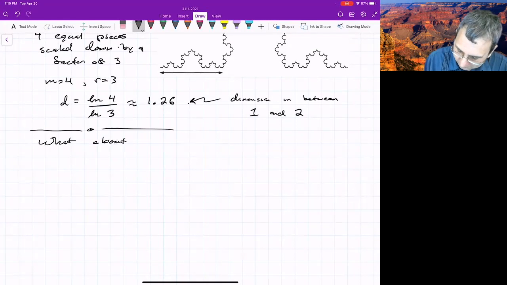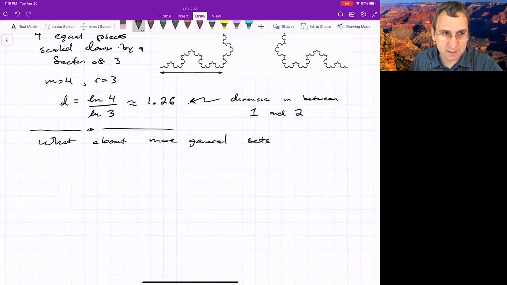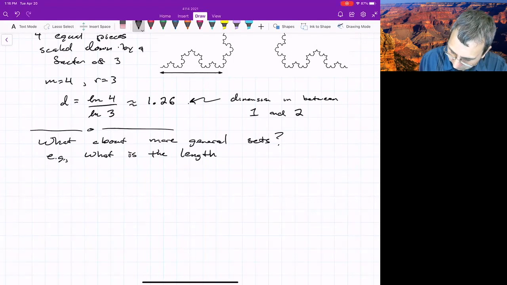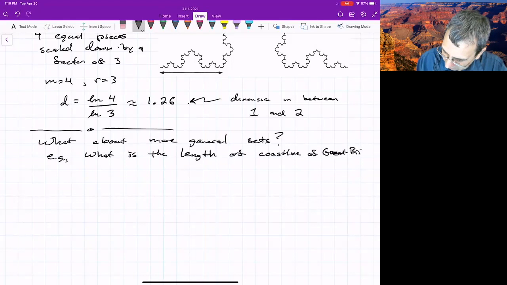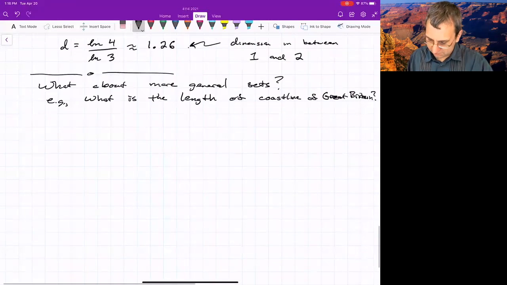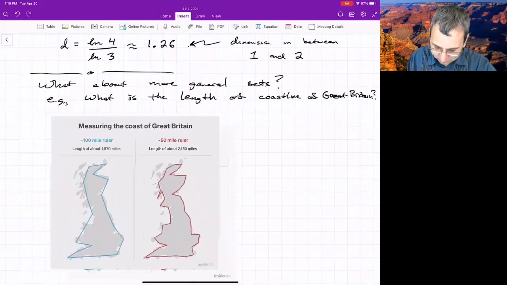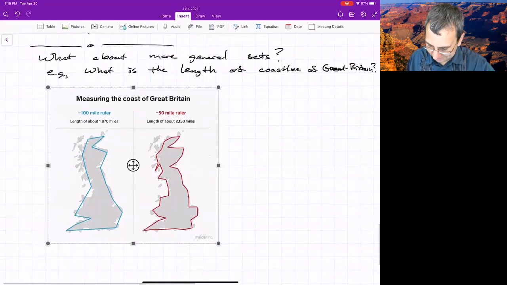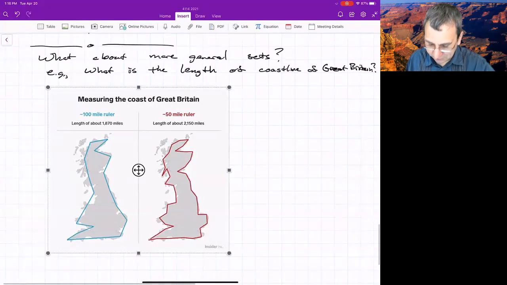So let's get to what about more general sets, things that aren't mathematically constructed, maybe things that we find in nature. This sort of suggests that we already know: what is the length of the coastline of Great Britain? We're sort of suggesting there, well, the coastline of Great Britain is one-dimensional, right? The idea here is if you use different rulers, different ruler sizes, you'll get different numbers.